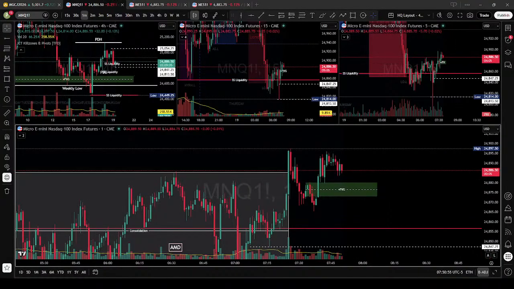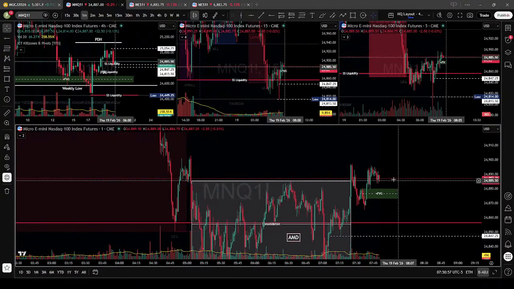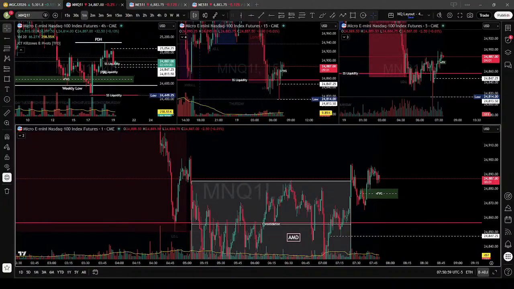Price is not moving that much, hesitating to move even 1 to 2 points. Not a good time for trade. We might see volatility at 8:30 for sure, at the initial jobless claims data.